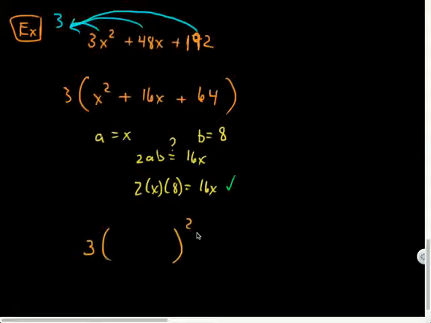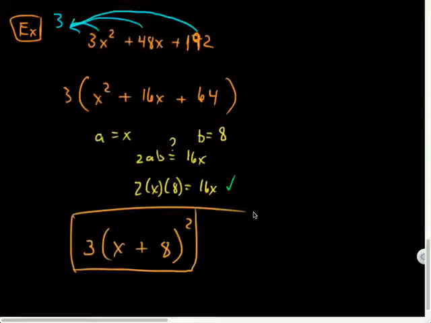And is this going to be an a plus b squared or an a minus b squared? Plus, because of this plus sign there. So a was x, b was 8. Throw that plus sign. Wha-bam. Awesome sauce. The 3 is just hanging out. It's just being multiplied. Right?